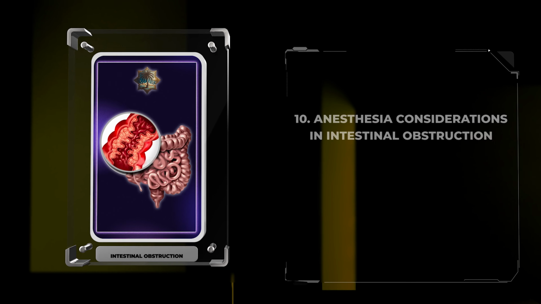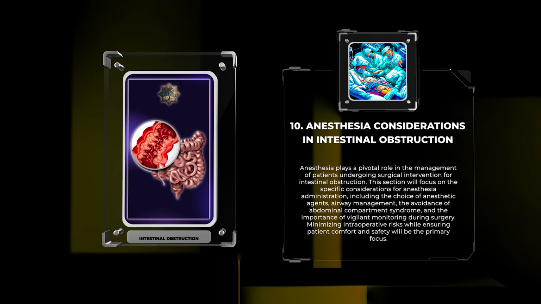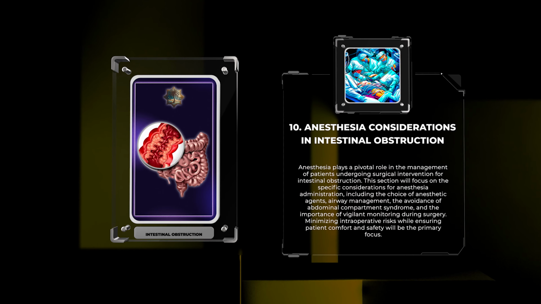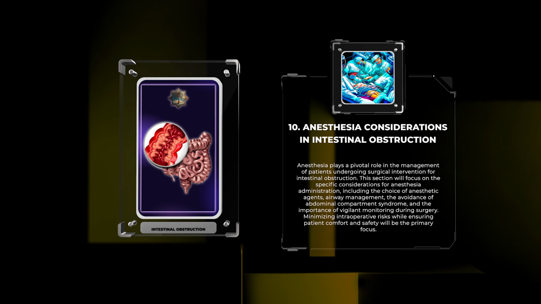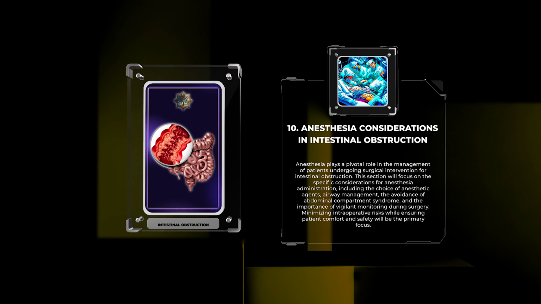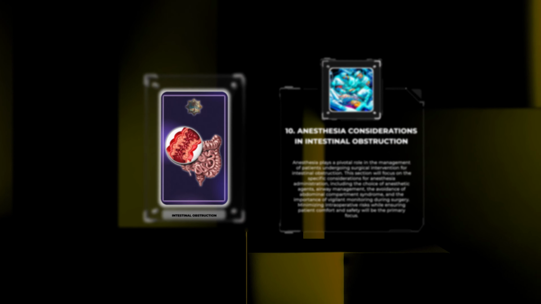Anesthesia plays a pivotal role in the management of patients undergoing surgical intervention for intestinal obstruction. This section will focus on the specific considerations for anesthesia administration, including the choice of anesthetic agents, airway management, the avoidance of abdominal compartment syndrome, and the importance of vigilant monitoring during surgery. Minimizing intraoperative risks while ensuring patient comfort and safety will be the primary focus.